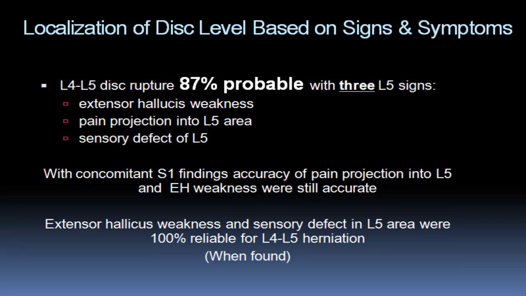Now for L5, similar to S1, it is 87% probable that there is an L5 involvement with three L5 signs. The difference is that instead of a pathologic reflex as seen with S1, weakness of the extensor hallucis is used. This is simply because the deep tendon reflex for L5 is so unreliable. So weakness of the extensor hallucis, pain projection into the L5 area, and sensory loss in the L5 area are most valuable.